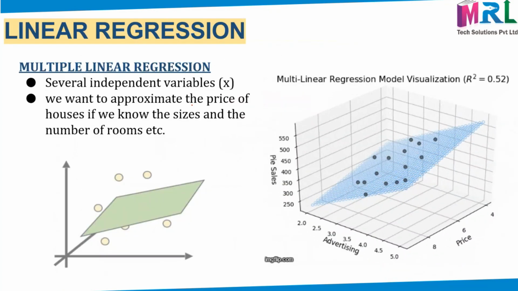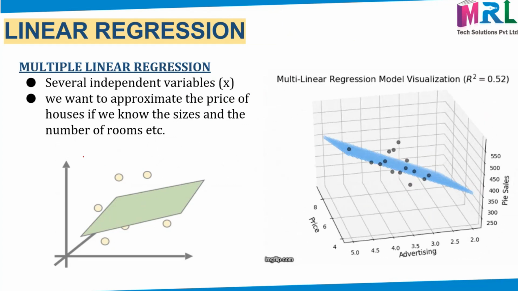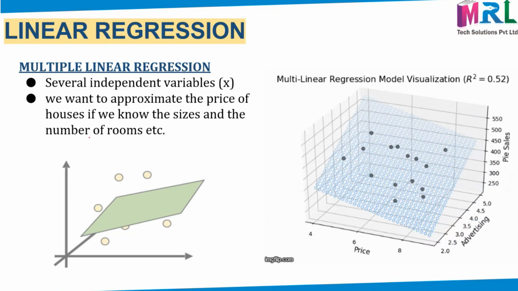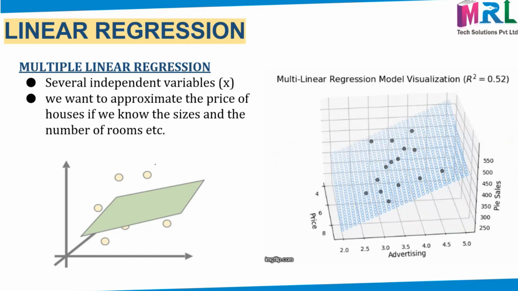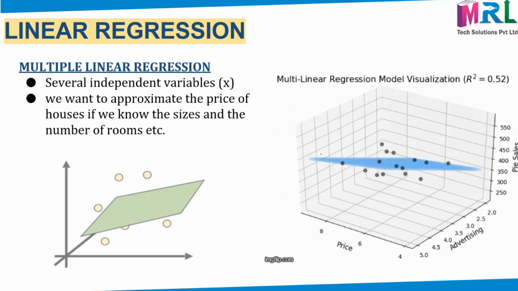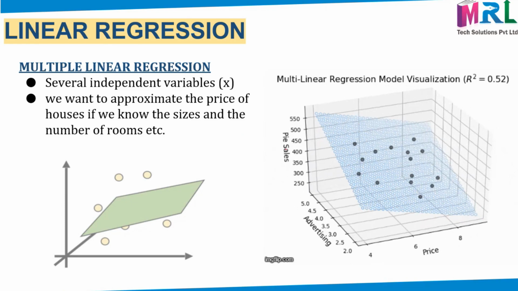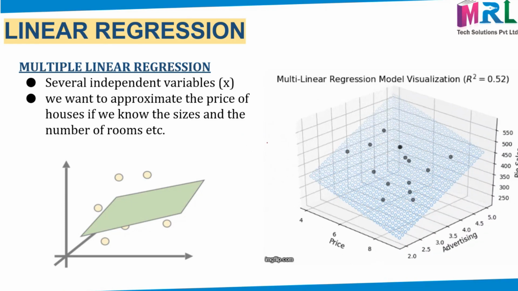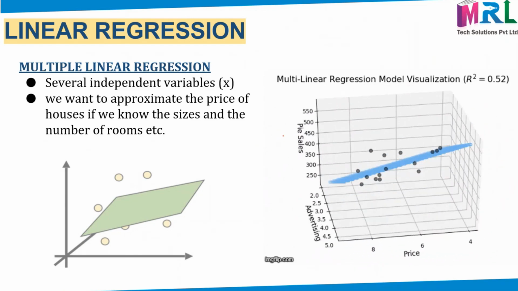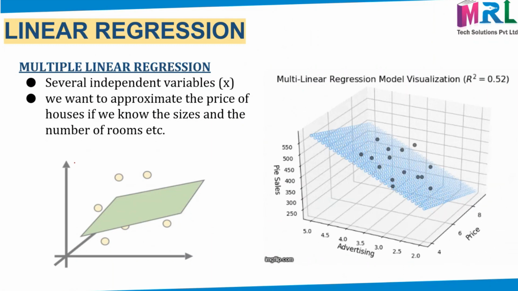In multiple regression also, it is the same thing. In multiple regression, you will have different independent variables. You will not have only one independent variable. Here you can see the price depends on the advertising as well as the price sales. So there is another variable. Here you will not have a single line, you will have a plane. You can see the blue thing, that is called a plane, and you have the data points. These data points are from the data sets. So this is the multiple linear regression.